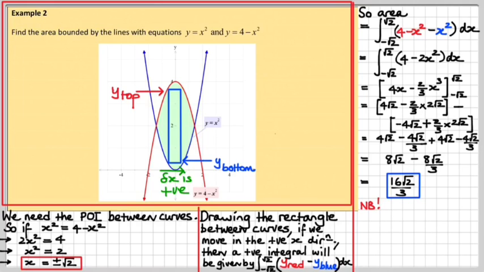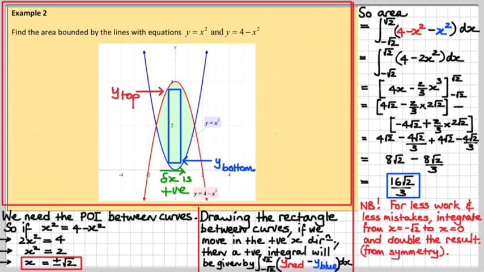Peachy keen. Now there is an NB, which I could add to the end of this, or a PS, or whatever you want to call it. If you want to have less work and the potential for fewer mistakes, then what we could have done is we could have looked at the symmetry of this diagram and realised that as far as the left-hand side of the y-axis is concerned and the right-hand side of the y-axis is concerned, we've got a symmetrical situation. So therefore, we could have integrated from x is minus root 2 to x is 0 and then just doubled the result. This works from symmetry, as I say.